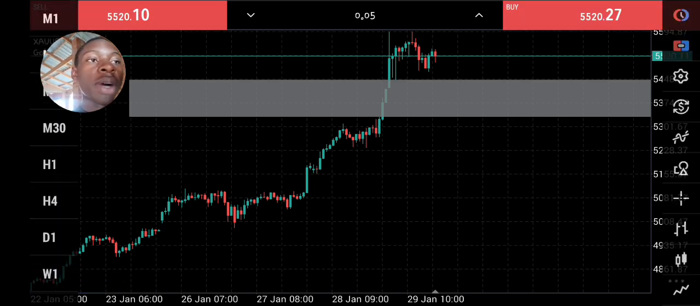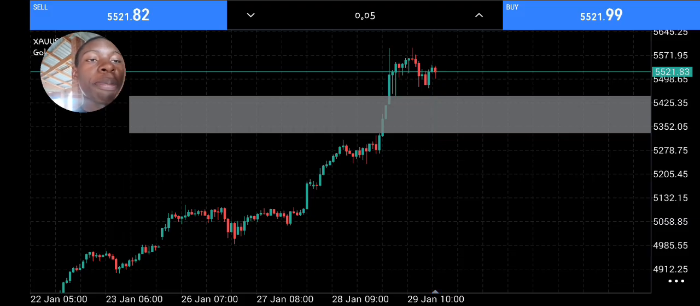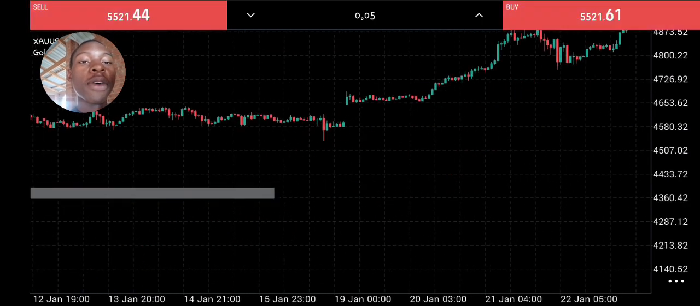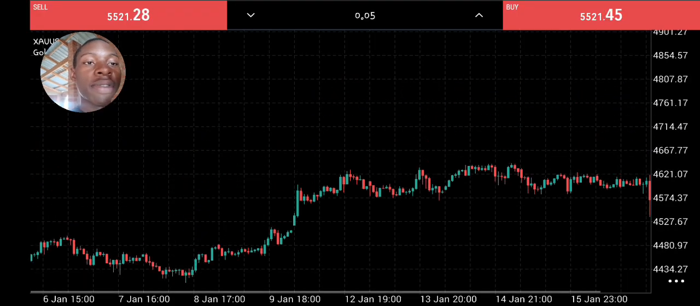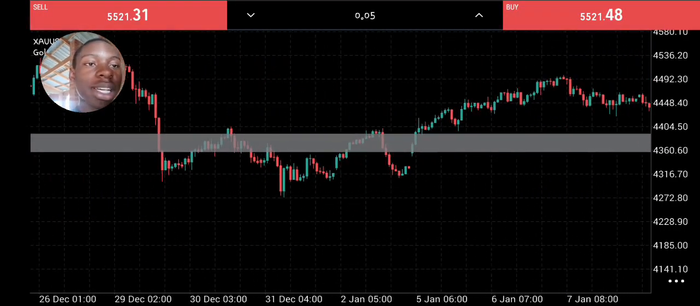And on the 1 hour, you can clearly see that price is retracing down to the zone that I marked. It shows that price is respecting the fair value gaps that we just made, and that is the perfect entry. Let me show you on the past data what happened.